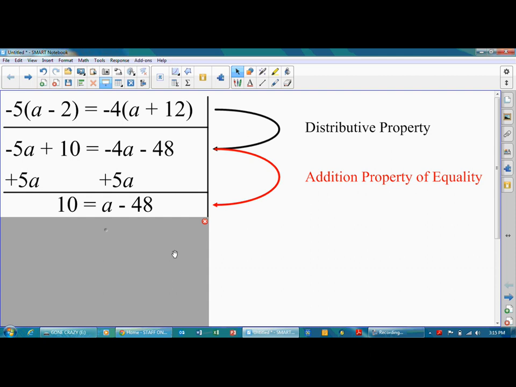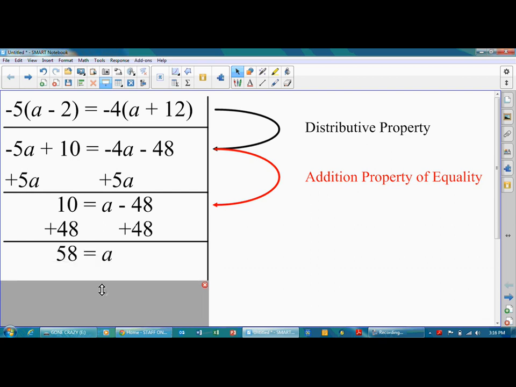Okay, these are like two-column proofs, something that you'll learn more about in geometry. However, what it means is here is your statement, and here's the reason that you're allowed to do it. So we're allowed to go from here to here because of the distributive property. We're allowed to go from here to here because of the addition property of equality. Now we add 48 to each side, and we get 58 equals a. And again, in this case, since we added, that would be the addition property of equality as well.